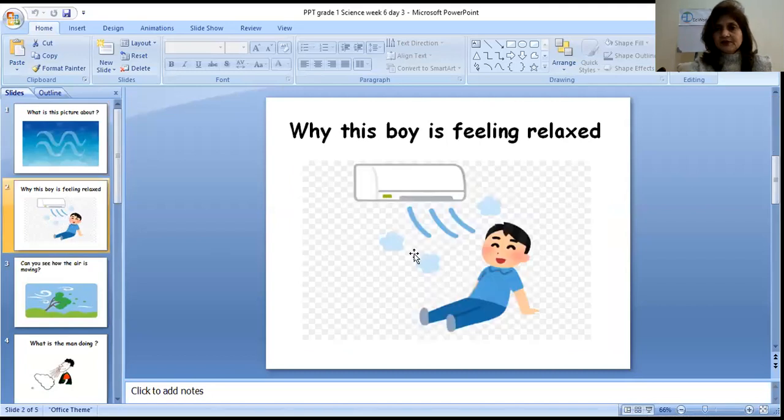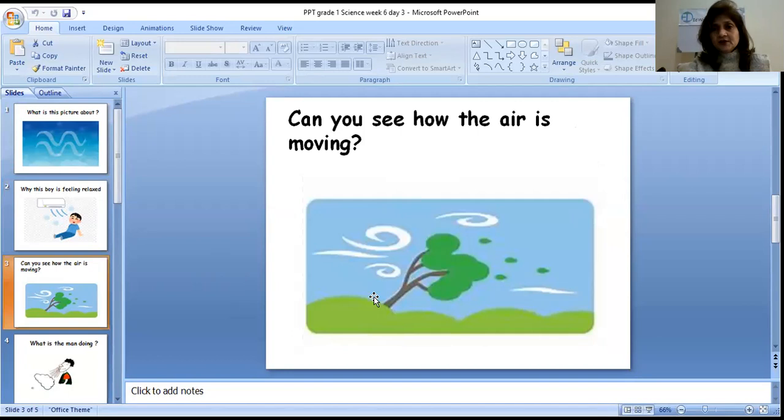Now this boy is feeling relaxed because he's getting air. And what type of air is this? This is cold air, because he's getting cold air from his AC, correct. Now see, the air is moving, and this moving air is called wind. The wind is blowing so fast and so hard that the trees are moving. You can see the trees are so big and very difficult to move.